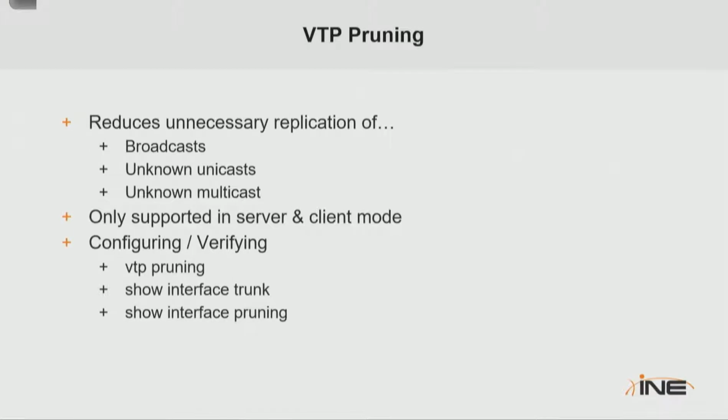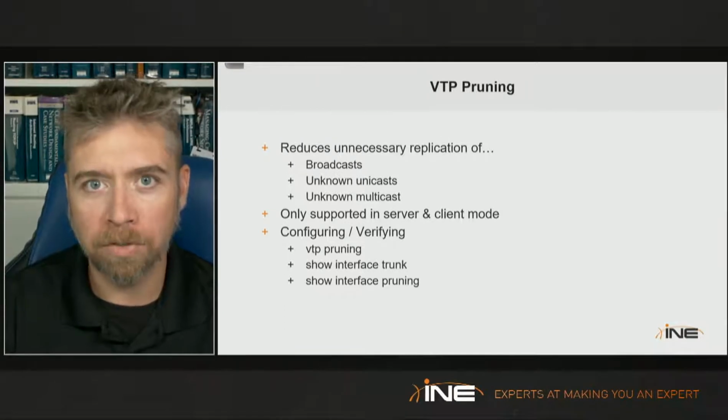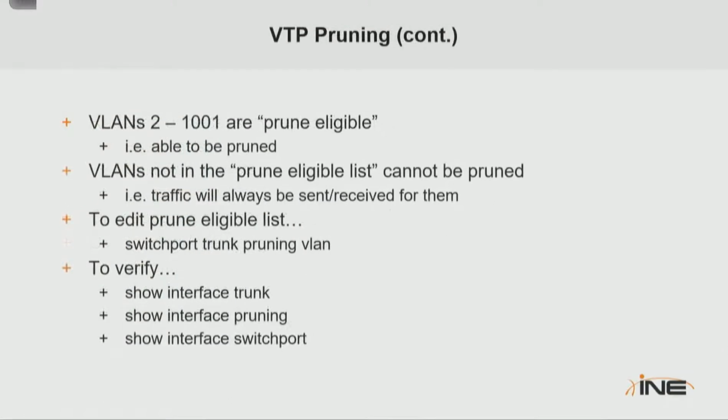VTP pruning is another useful feature of VTP, which is going to reduce the unnecessary replication of broadcasts, unknowns, and multicasts, or what we call BUM traffic, B-U-M. This is supported only in server and client mode, and the idea here is that it's going to automatically edit the trunking allowed list for only the VLANs that you actually have assigned. With VTP pruning, only VLANs 2 to 1001 are eligible to be pruned. VLANs not in the prune eligible list cannot be pruned, so traffic will always be sent and received from them.